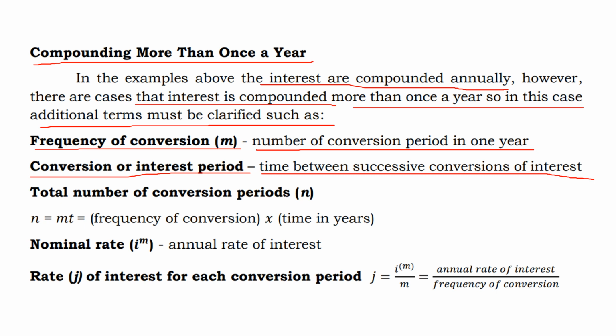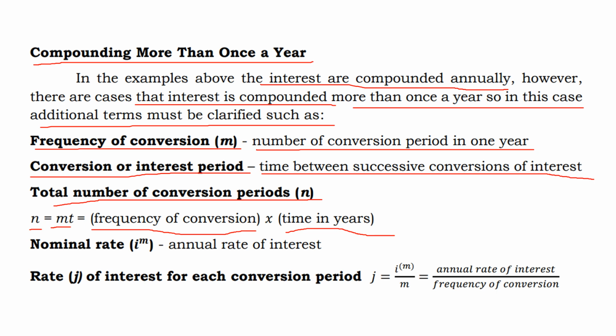Now, for the total number of conversion periods n, that will be equal to n is equal to m multiplied by t, or the frequency of conversion multiplied by time in years. So if that is quarterly, there are 4 quarters in a year. If there are 5 years to be computed, then it would be 4 multiplied by 5, and n is equal now to 20. So that's how we compute for the number of conversion periods.